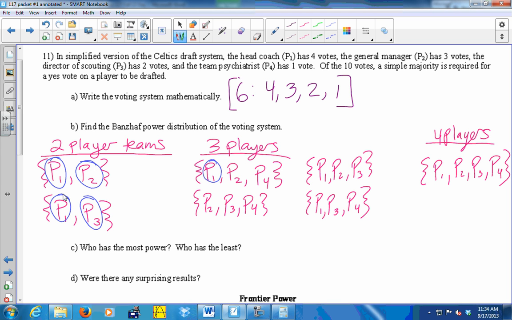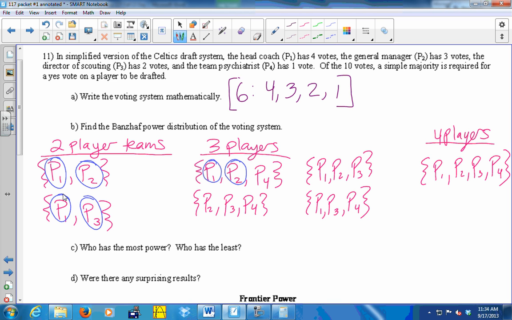Then I just have player 1 and player 4. Did they have enough? Nope. So player 2 is critical. What if player 4 leaves? They still have enough, because they still have the 4 and the 3. They still have enough. The 1 can leave. We don't care. Fine, leave, get out of here, right? So they're not critical, we don't circle them.